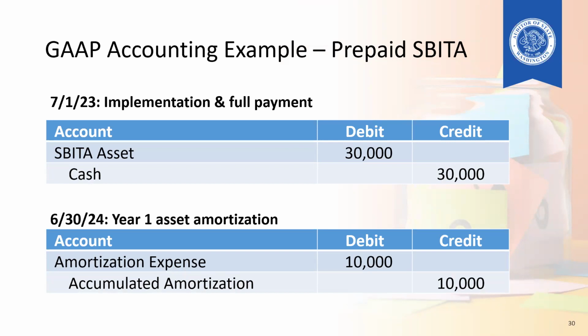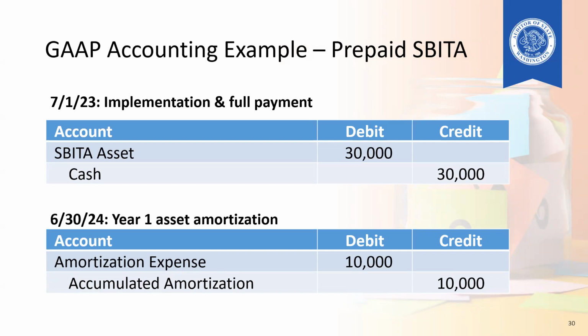So here are the journal entries for the prepayment. On the day the government makes the prepayment, which in our example is July 1st, 23, they record a SBITA asset for the full $30,000, and the credit is to cash since they paid cash. Now in the past, you probably called this a prepaid asset, but these should be reclassified to SBITA assets. This payment is giving you the right to use someone else's software, so it should be classified as a SBITA asset.